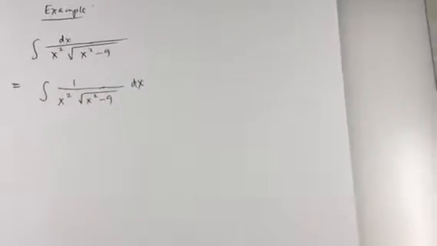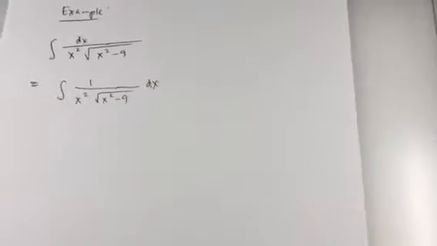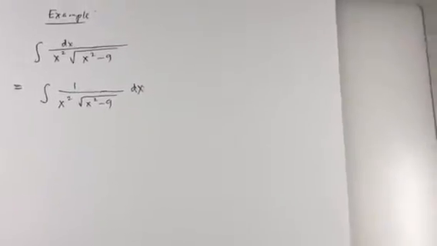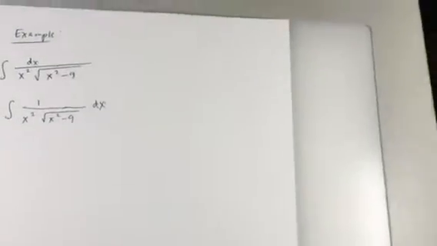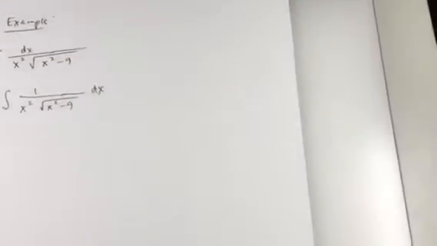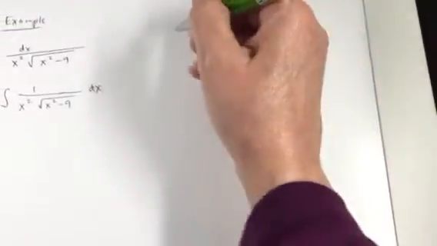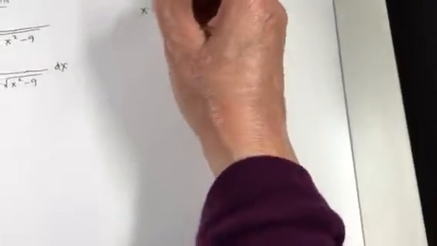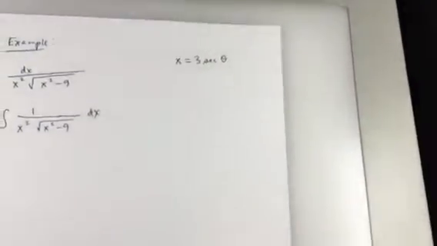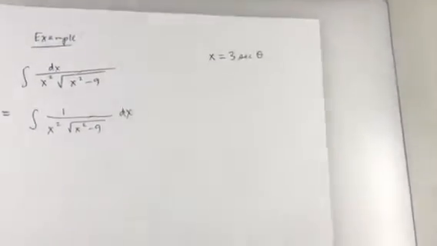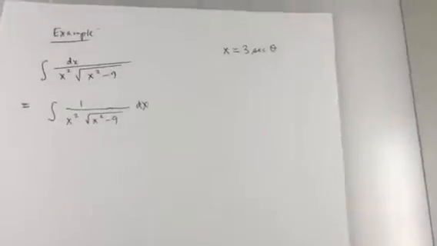So I got that. Now I'm looking at this. I have the square root of x squared minus 9. And if you look back at the table of trig substitutions, here it is, x squared minus a squared. A is 3 in this problem because I got 9, which is 3 squared. My substitution for this problem is going to be x equals 3 secant theta. So every x becomes 3 secant theta.